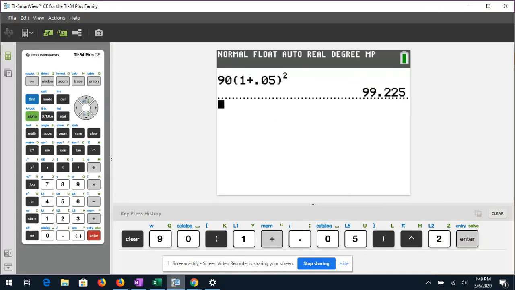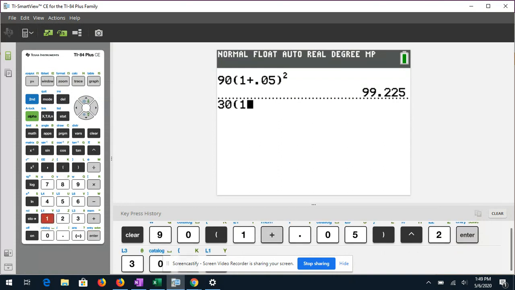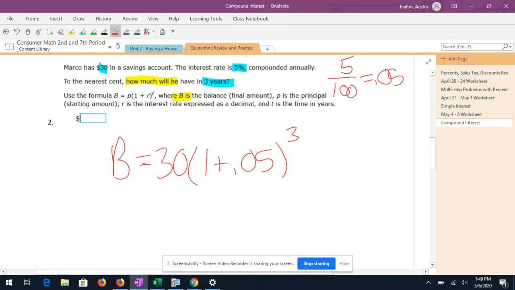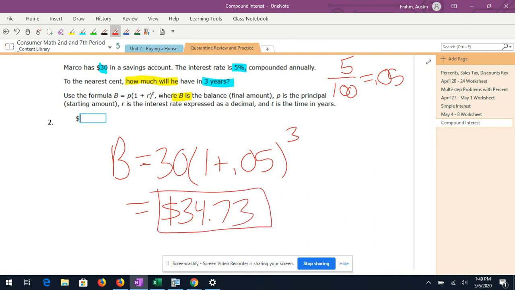So we type that into our calculator. And again, we need to round it to 2 decimal places since they said to the nearest cent. So it'd be $34.73. Be very careful with your rounding, because if you round incorrectly, you could get the entire problem wrong.